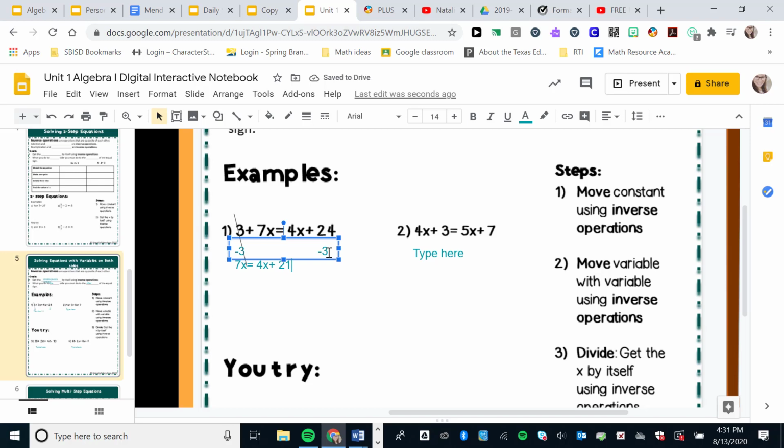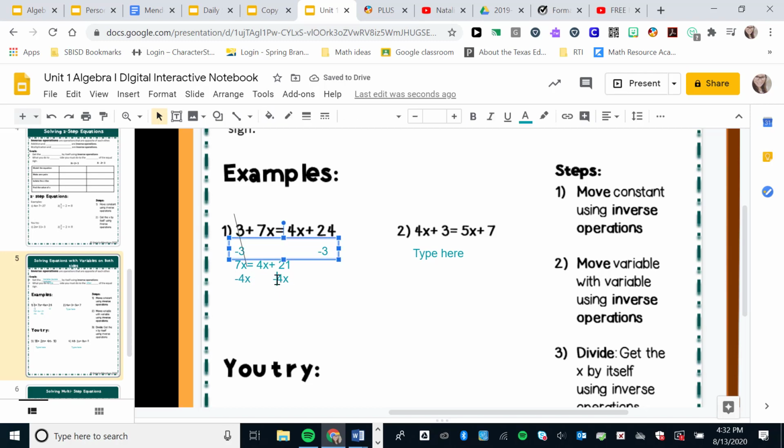Okay? So now I'm doing the same thing, but now I'm going to look at the right. So if you're starting on the left, moving right, then for the next step, step 2, you're going to start on the right, moving left. So now I'm going to look at my variable. So I'm going to move variable with variable. So I want to move this variable with this variable. In order to do that, we're going to use inverse operations. So if I have a 4x that's positive, I need to subtract 4x from both sides. What I do to one side, I have to do to the other side.